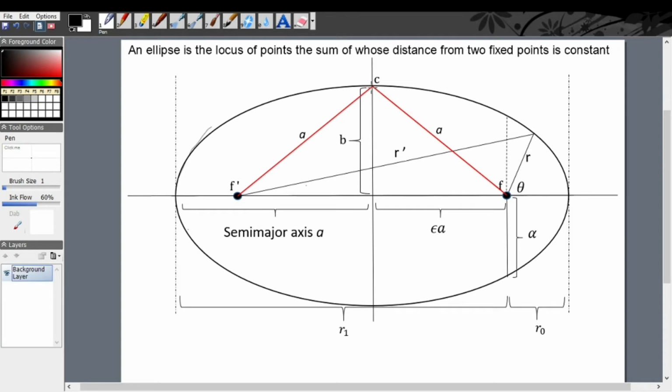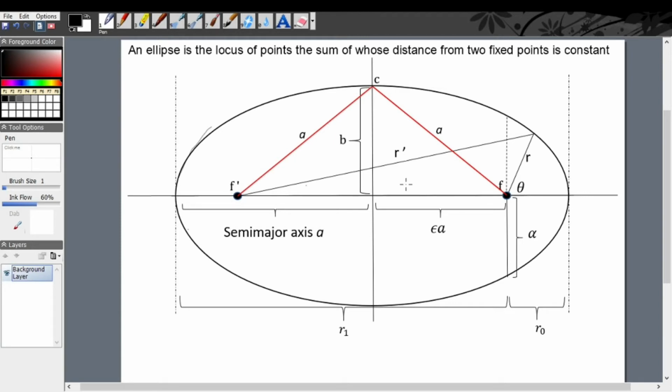Well, this also has to be 2a because r and r prime have to add up to 2a everywhere. And so since they're symmetric here, each one of these lengths is a. And so that's a semi-major axis, and that's a semi-major axis. It's from the foci to the symmetry point.